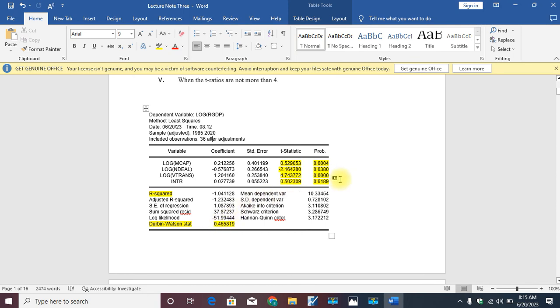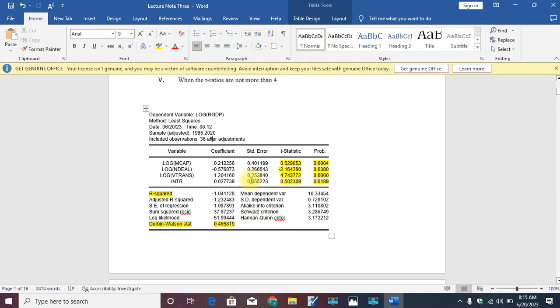Then, thirdly, the majority of the coefficients. Yes, we have two of the coefficients that are statistically significant, but the significance of these coefficients does not mean that we will accept the result when the R-squared and the Durbin-Watson statistic are giving us evidence of spuriousness. Then, fourthly, looking at the t-statistic value, we have 4.7, and a t-statistic of 4.7 shows that there is also evidence of spuriousness in the regression.